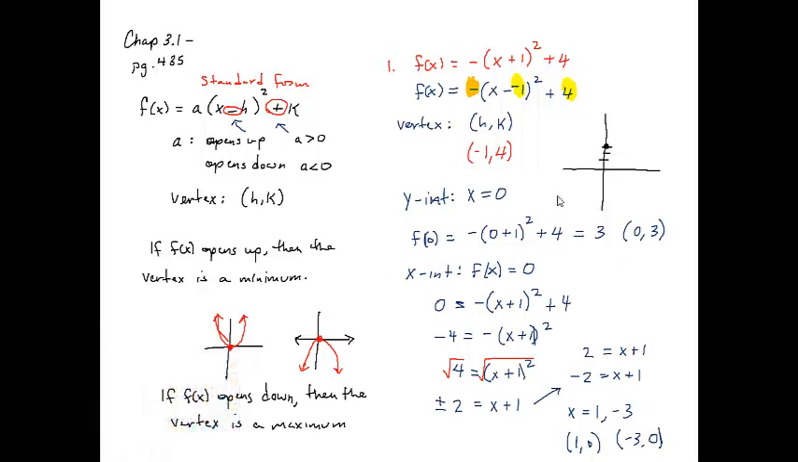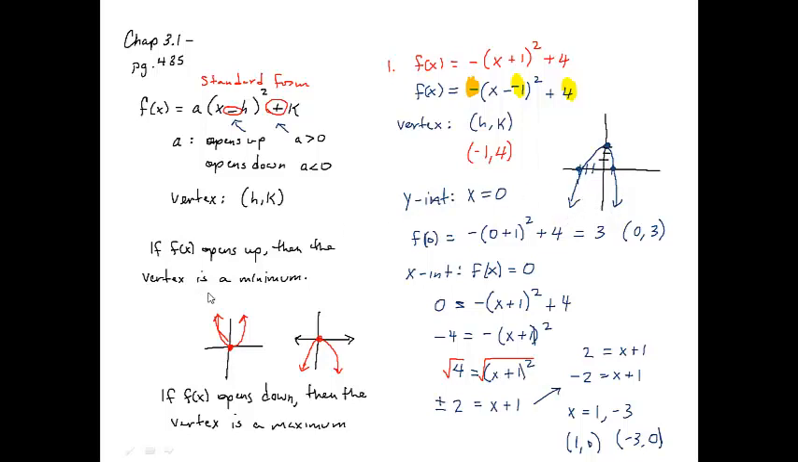I'll have a point at 1, 0. Let me change my color real quick. 0, 3. A point at 1, 0. At -3, 0. And I know it opens downward, which means it should have a shape like this, right? It's only a sketch, it's not right on. If you want it exact, we can use our graphing calculators. Alright, so it kind of looks like that.